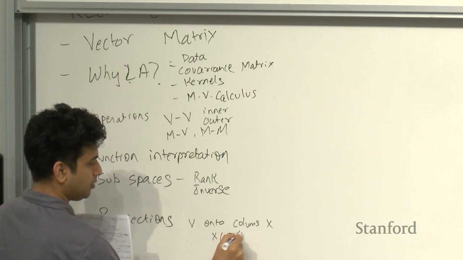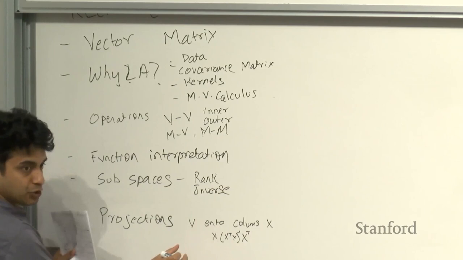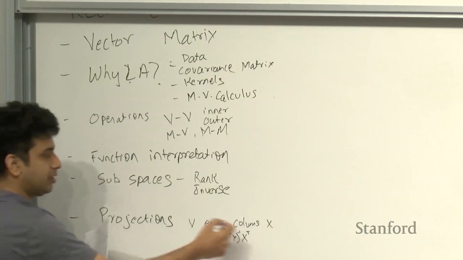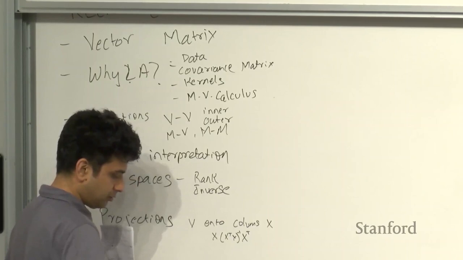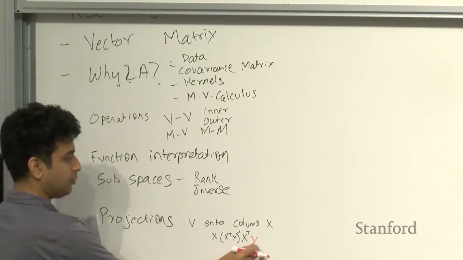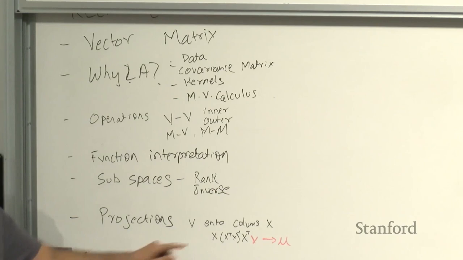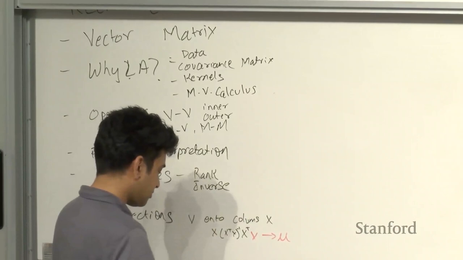This is a matrix. X is a matrix, X transpose is a matrix, X transpose X is a matrix, its inverse is a matrix. You multiply this matrix by X itself from the left and X transpose from the right, and you still get a matrix. This matrix is the projection matrix, and if you multiply it with a vector V, you get a new vector U, and U will be the projection of V onto the subspace spanned by the columns of X. This is an important concept that we'll come back to when we talk about linear regression.